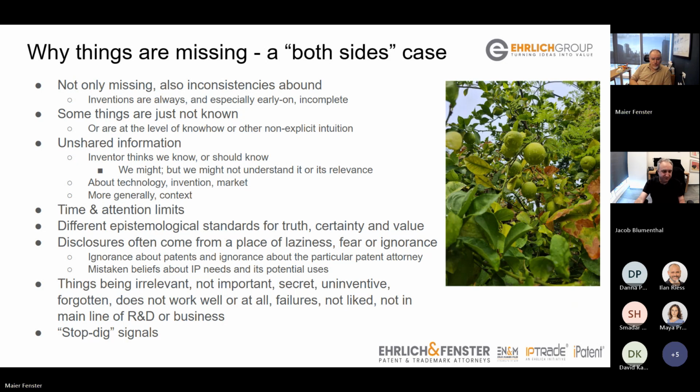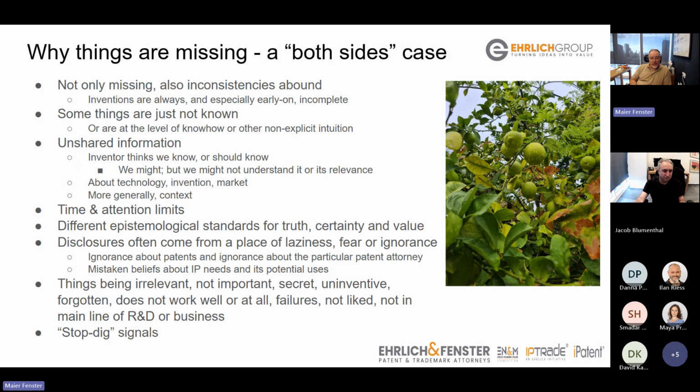In general, context is often missing. The inventor has tons of context. The client has even more. The patent attorney less. There's an issue of time and attention limits, both in preparing the disclosure and in taking the disclosure. I'll talk about it a bit more later.